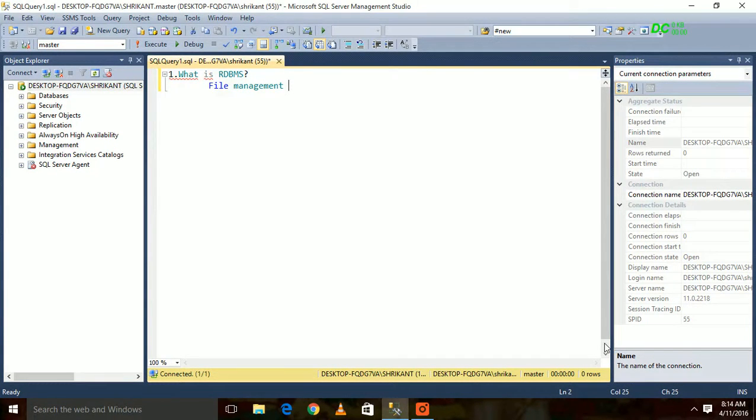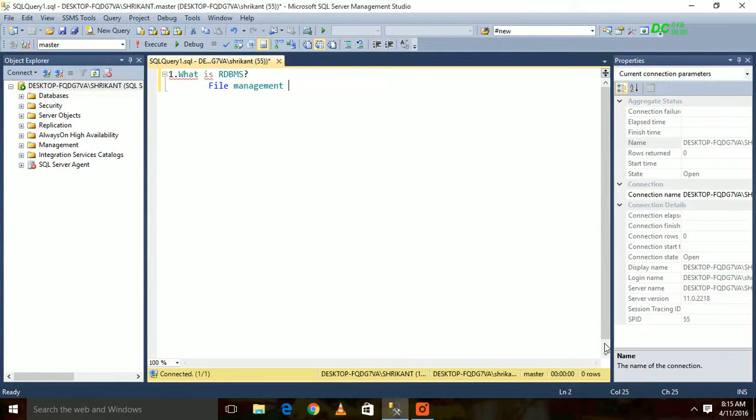So a new kind of system came into the picture, and that system is called the RDBMS. This RDBMS has relations between the tables, and is itself called the Relational Database Management System. Any database which has relations between the tables and between the objects is called a Relational Database Management System. Hope this question is clear.